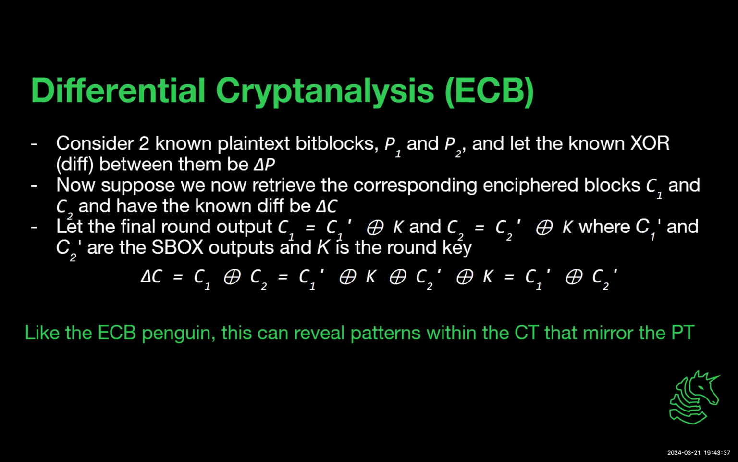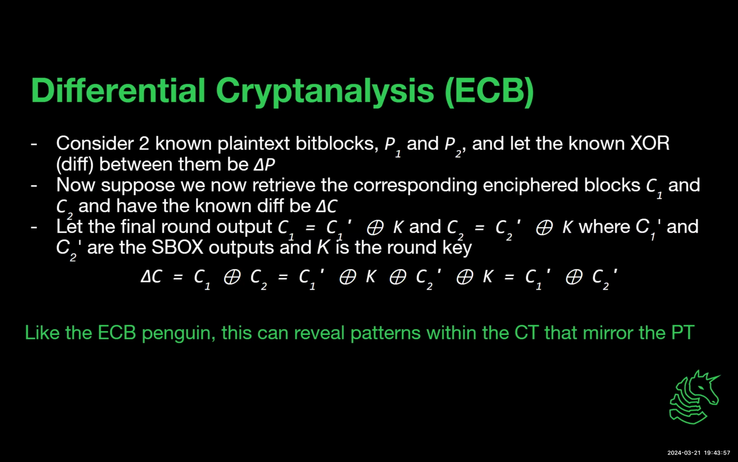So let the final round output be whatever C1 prime is with K. That's what the output from the previous block, and C2 XORed with K prime. So C1 and C2 are the S box outputs. K is the round key. Those are specifically steps within the implementation of AES.